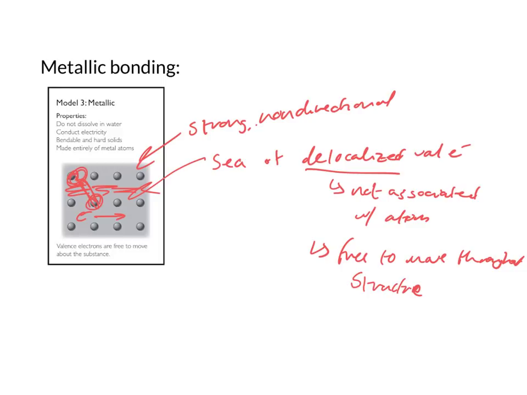So they're malleable. They don't dissolve in water because there's nothing for the water to interact with. And they conduct electricity as solids because those valence electrons are free to move throughout the substance. Without that, they will not conduct electricity as solids.